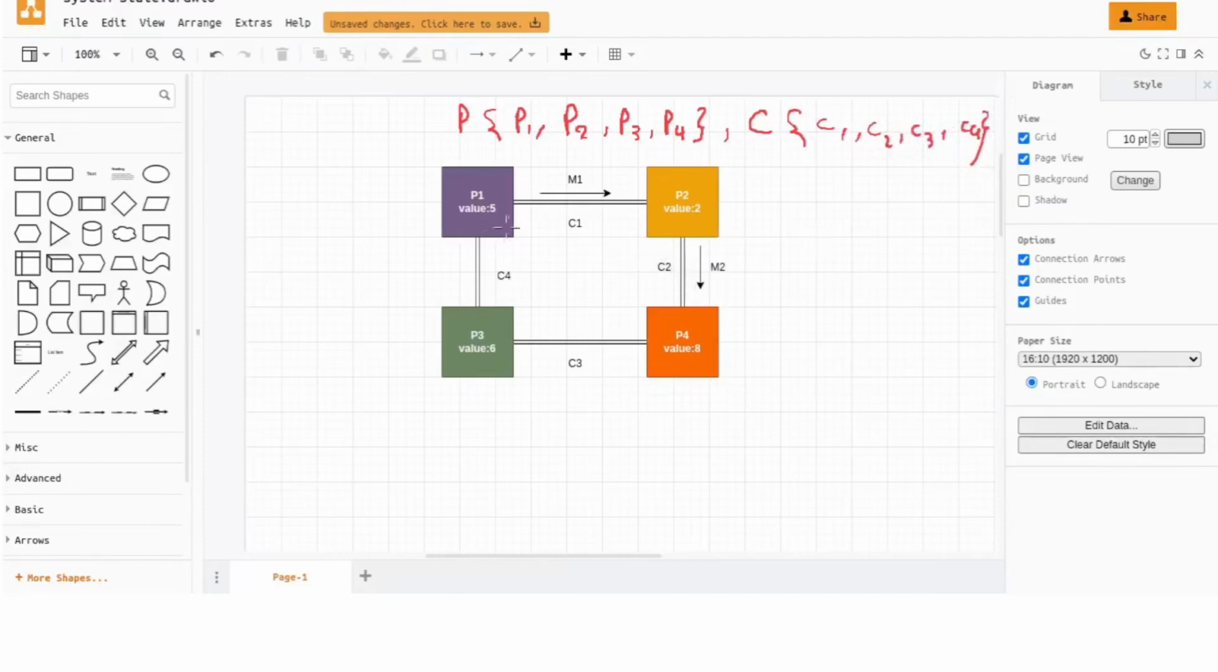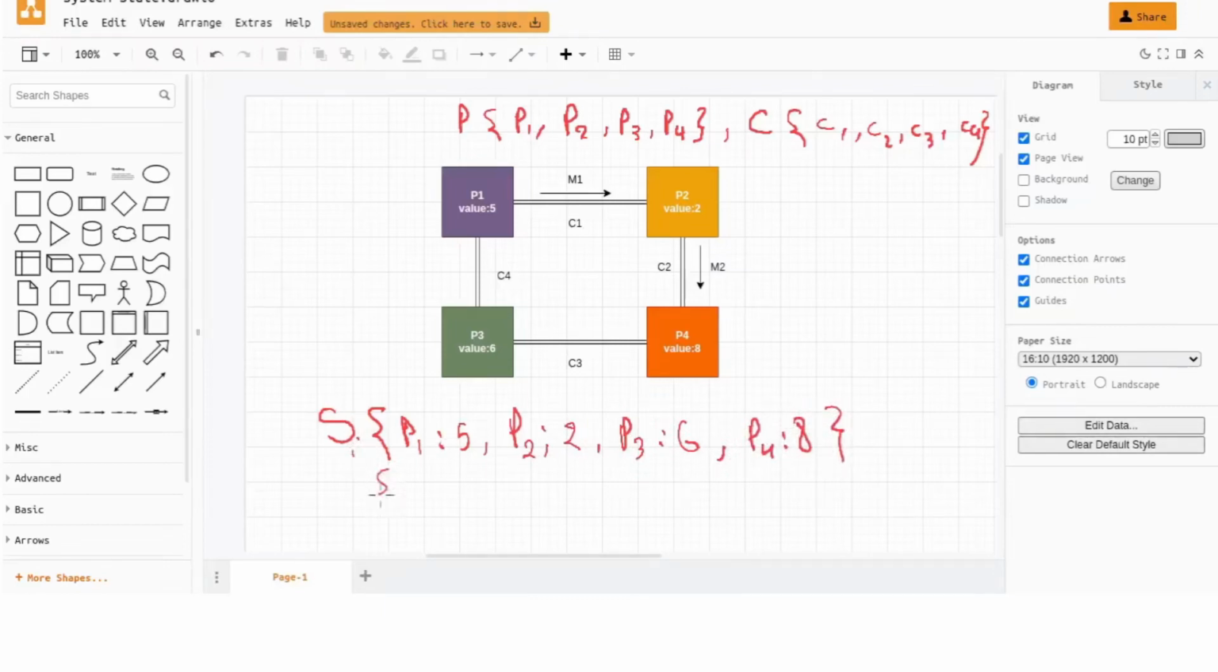Okay, so the state of my system, the state of all of this system, is equal to the state of each individual process plus the state of all the channels. So I can say that the state S of my system currently is equal to, and I can say P1 has the value of 5. So this is super simple. And here I just have one simple variable, and then I have P2, it has the value of 2, and then P3 has the value of 6, and P4 has the value of 8.